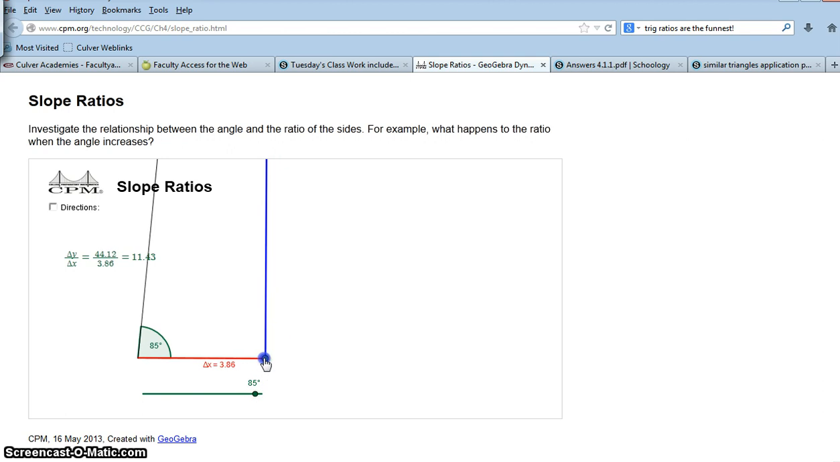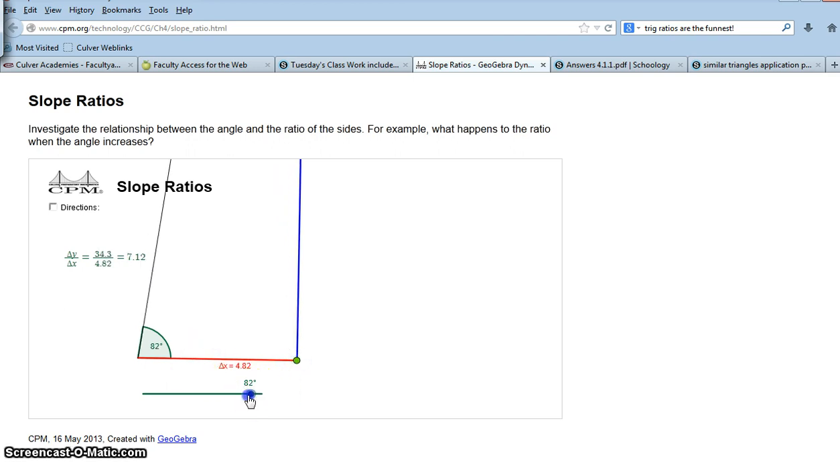Could I even make change of x smaller and smaller? And bring this back down to a 45-degree angle, where my ratio is a 1-to-1 ratio. There we go.